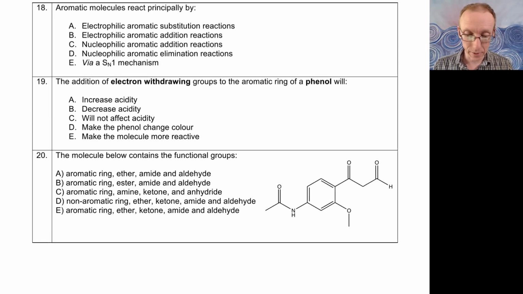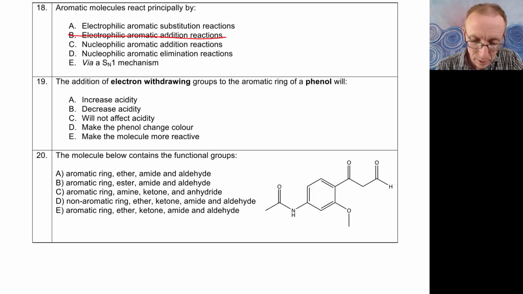Okay, question 18. Aromatic molecules react principally by which type of reaction? Because of the stabilization of aromaticity, aromatic rings want to keep their aromaticity, and so they don't do addition reactions. If you did an addition reaction across the pi bond, you would lose their aromaticity. That's what we see with alkenes, because the alkene pi bond is relatively weak, and replacing it with the strongest sigma bonds is good. So we don't do addition reactions.